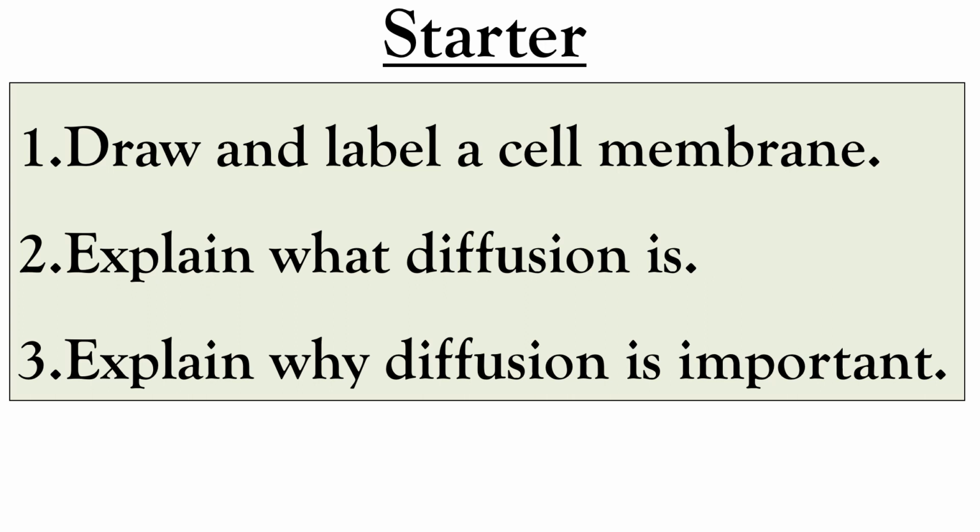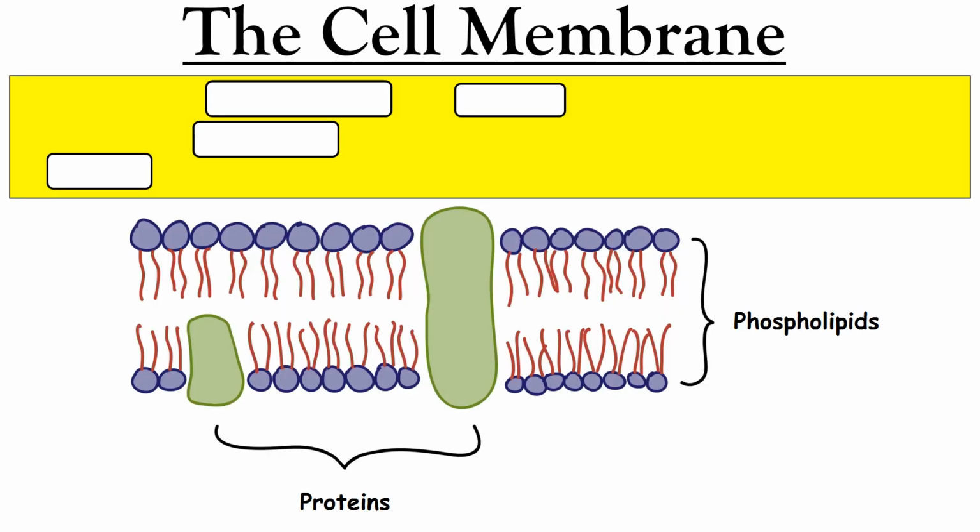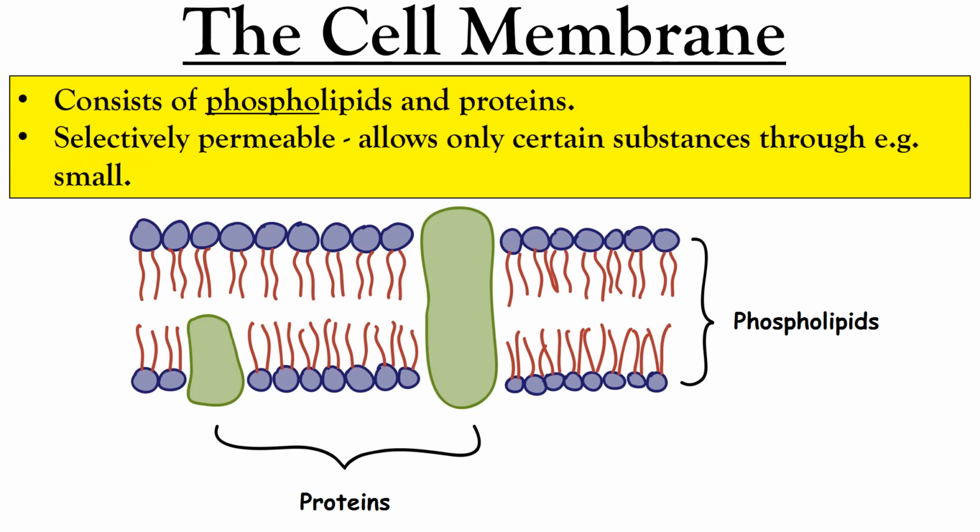So let's have a look at each of these. Your cell membrane, as you've drawn it, doesn't need to be particularly detailed. The key part should be that you've got those two layers of circles, and they're the phospholipids, and then you should have proteins, which are just large blobs, which may or may not go all the way across the membrane. That's what you should have for number 1.